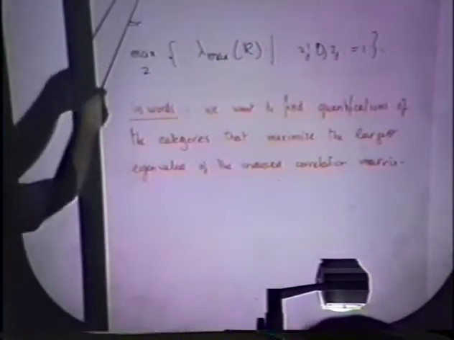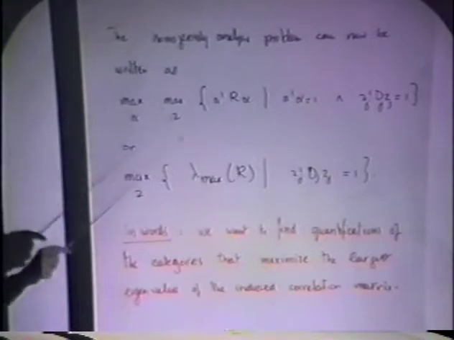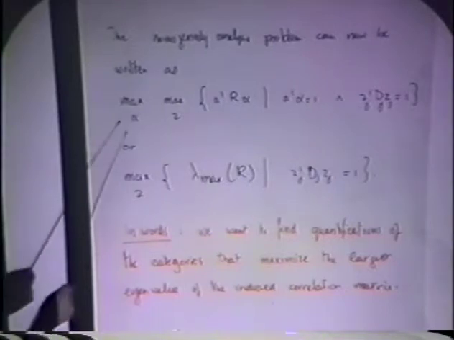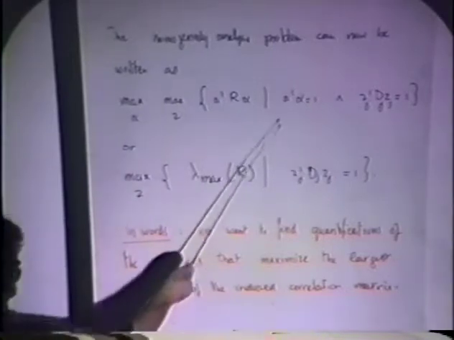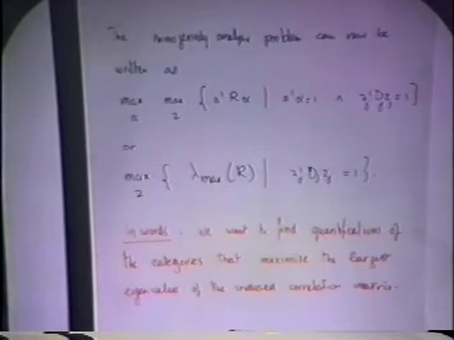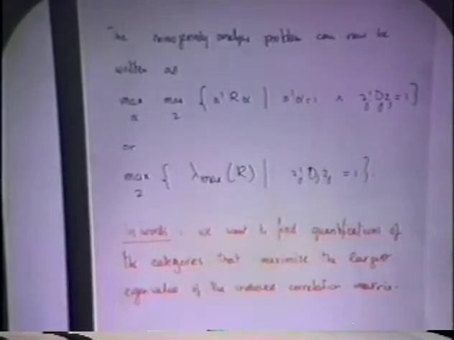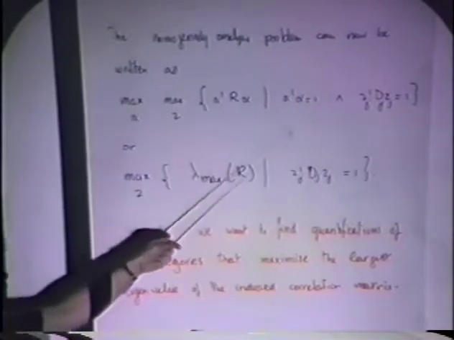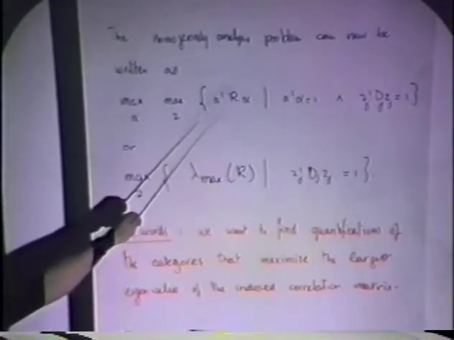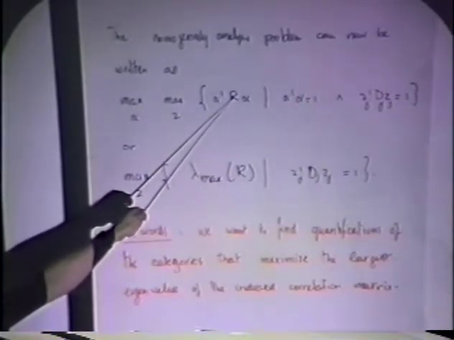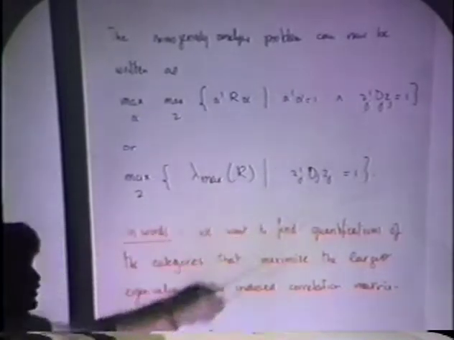Now the homogeneity analysis problem in one dimension can be written as maximizing this quantity, which is the quadratic form we had in terms of the R, over alpha and over z, with normalization conditions that alpha prime alpha must be equal to 1 and that all these z's must be normalized. There's no z in here, but that's simply because I have not chosen to emphasize the fact that R is a function of z, which it is, of course.